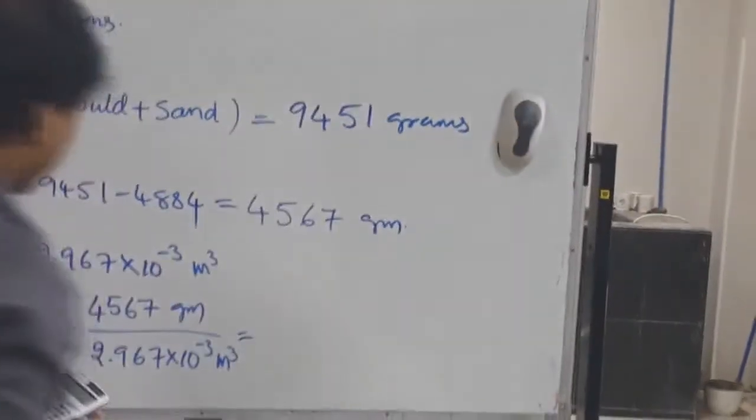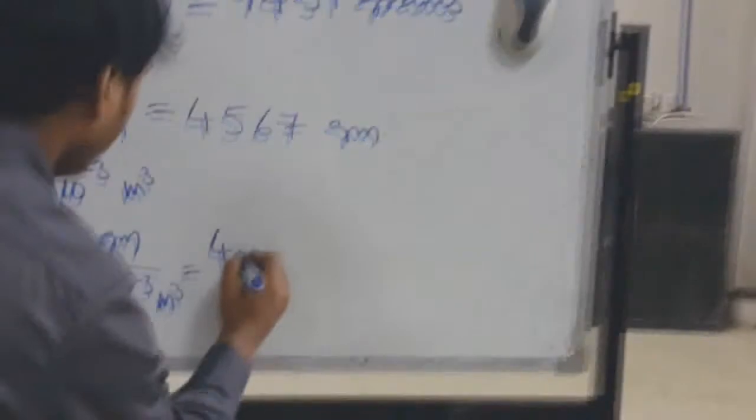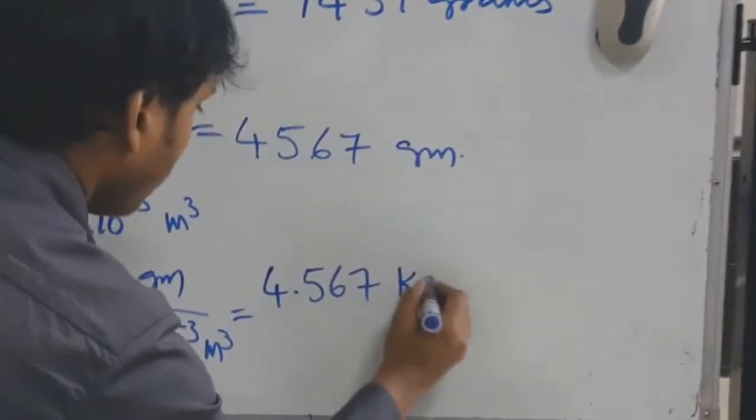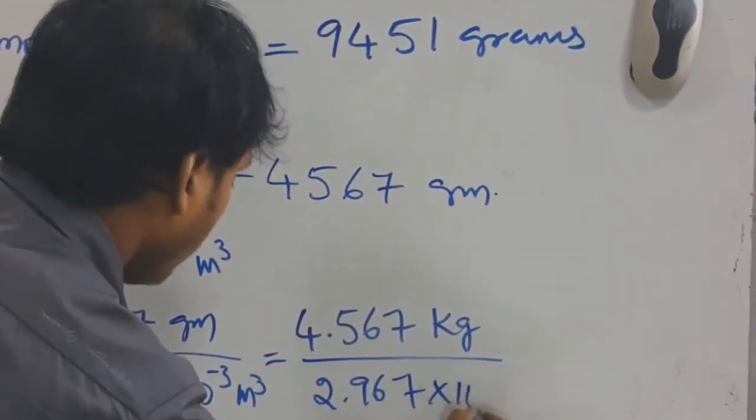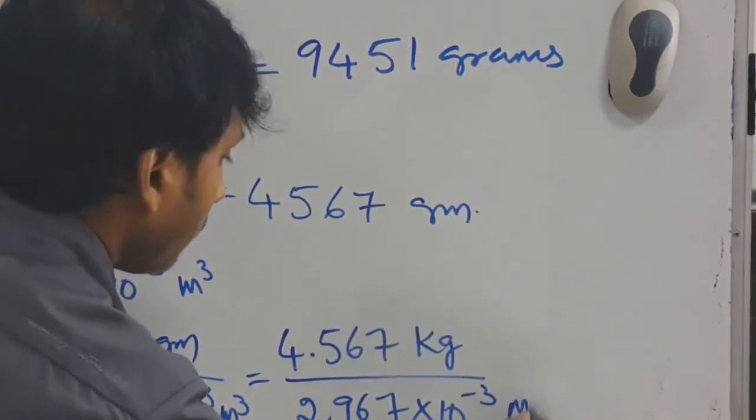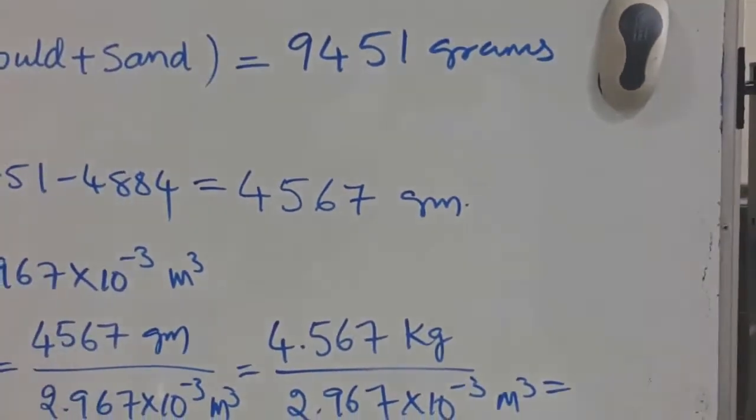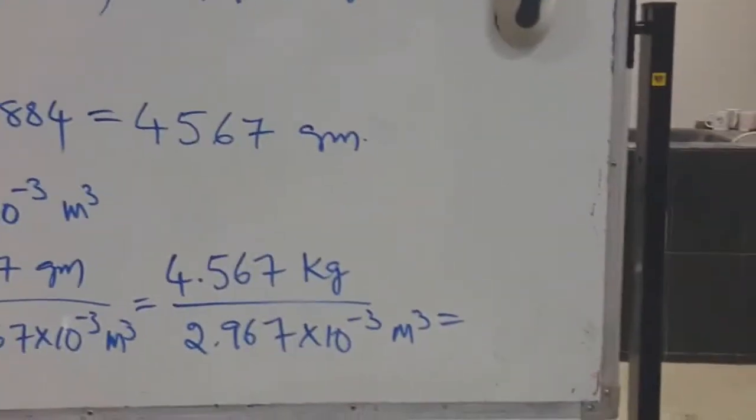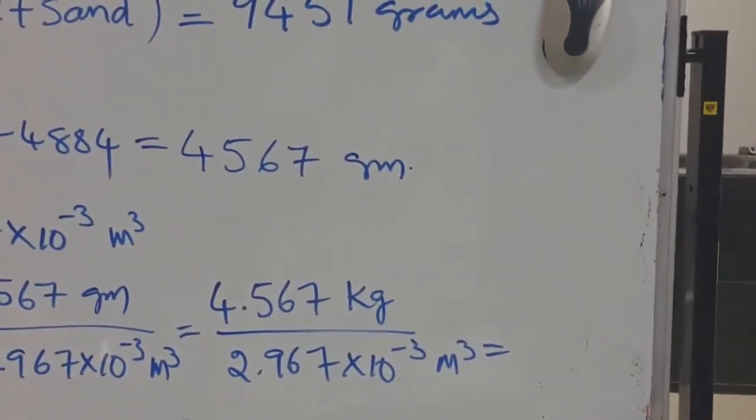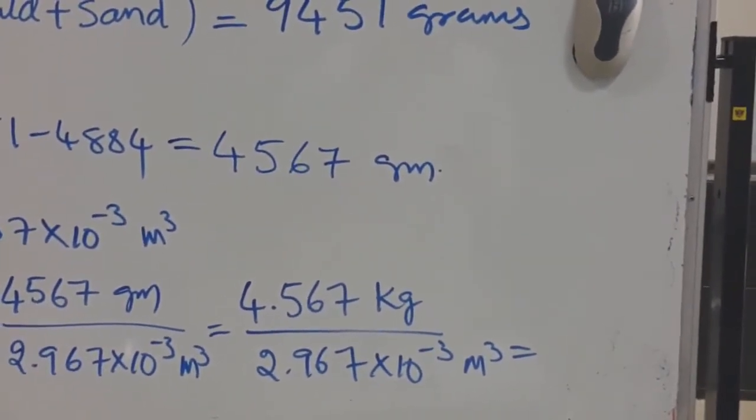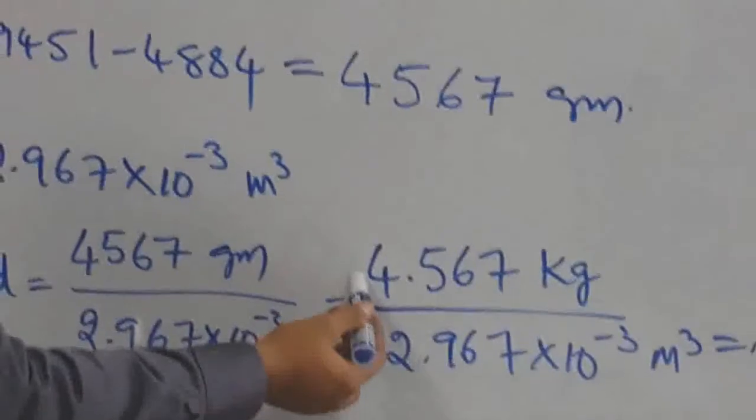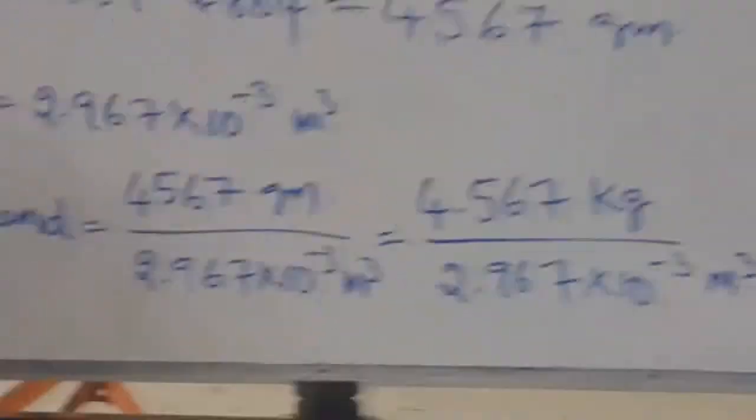So if you calculate this, again convert this into kg: 4.567 kg divided by 2.967 into 10 power minus 3 meter cube. That is 4.567 divided by 2.967. So the weight of sand over the volume of mold gives you the bulk density of sand.